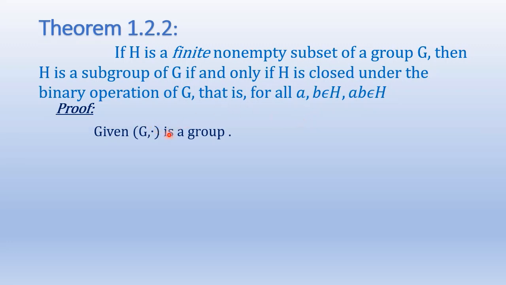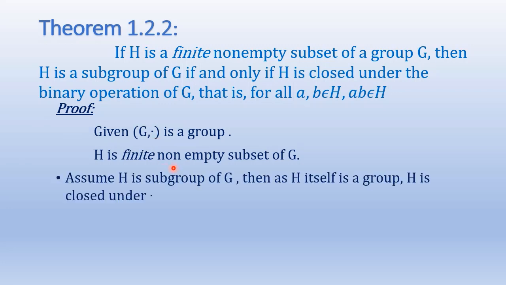Given G is a group, I have written G, dot. You can consider any symbol for this binary operation. Given H is a finite non-empty subset of G. If you assume that H is a subgroup of G, then as H itself is a group, H is closed under the binary operation dot. So the if part is over.